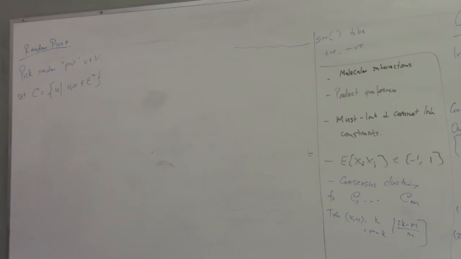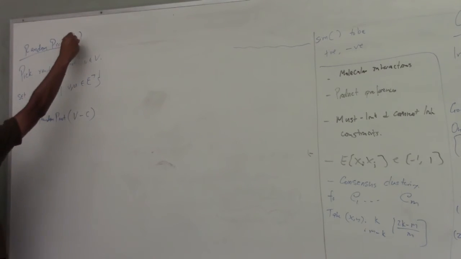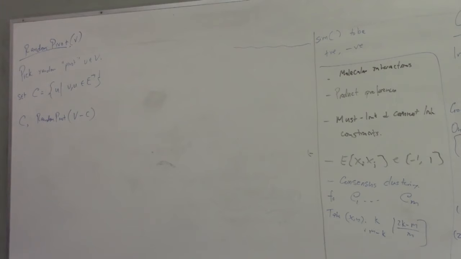Okay? So you've done that, you picked a random pivot, and now your solution is going to be C and random pivot, so it's recursive, on V minus C. So in other words, you peel off clusters one by one. Your algorithm is take a random point, take all its positive neighbors, put that in a group, repeat. So I wrote it recursively, but really it's just like this.